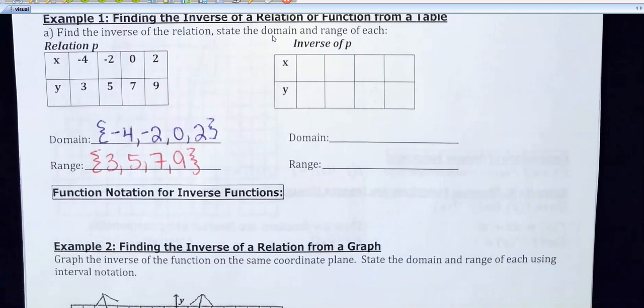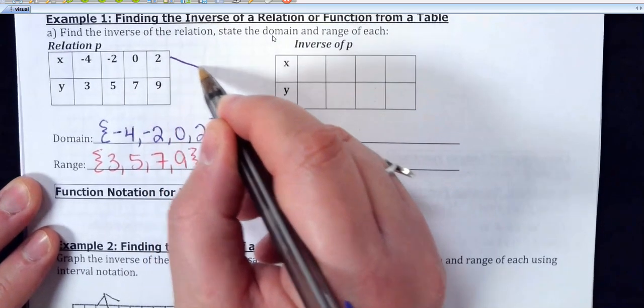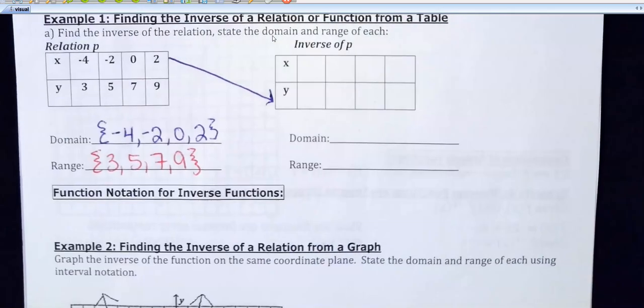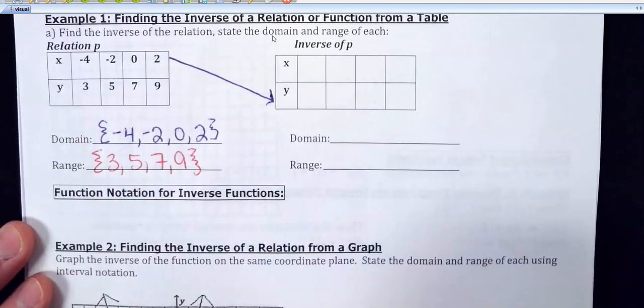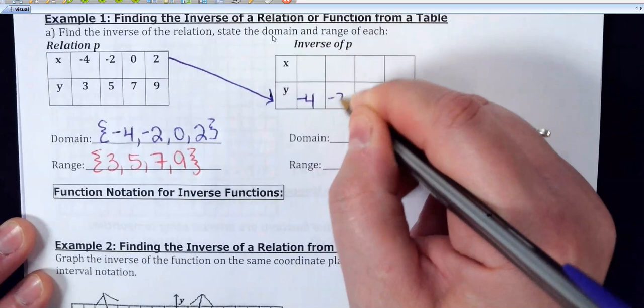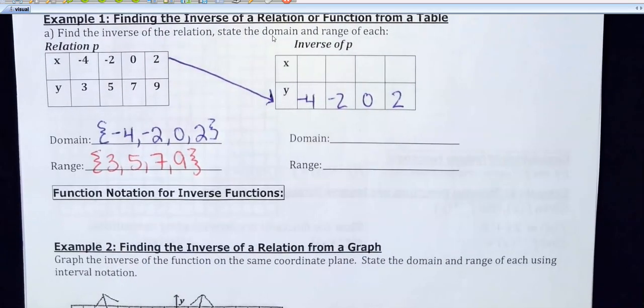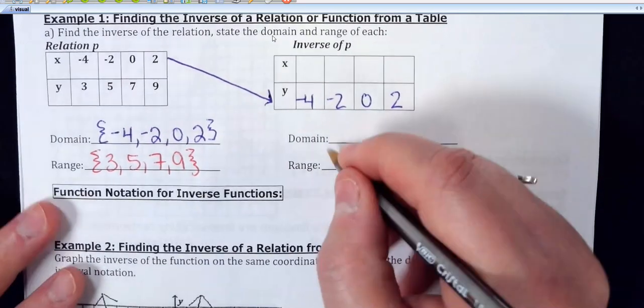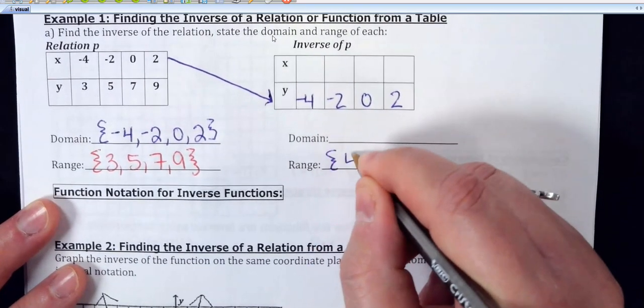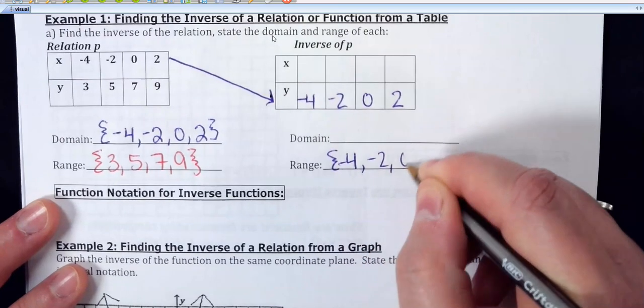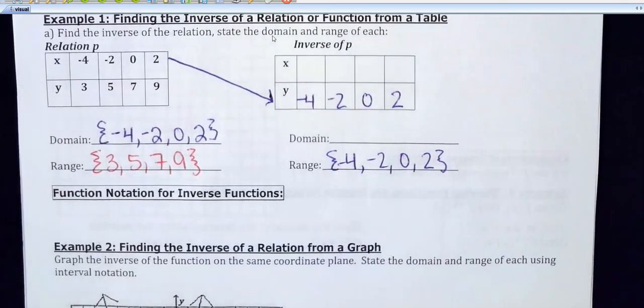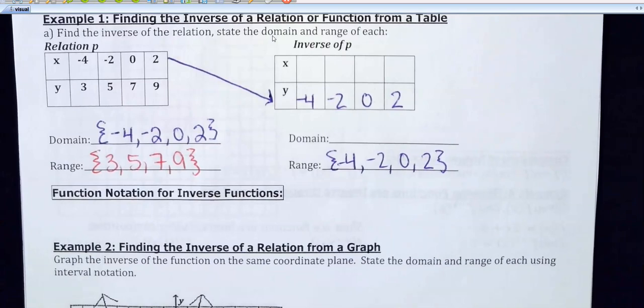Okay, now this is literally all you have to do. If you're doing a domain of the original and you want the inverse, you're just going to write it as the range, or the y values, of the inverse. So I'm literally just going to copy this order right here: -4, -2, 0, 2. The domain of the original should be the range of the inverse. So the -4, -2, 0, and 2 are now going to be my range. They literally just trade places. That's all you have to do for an inverse.